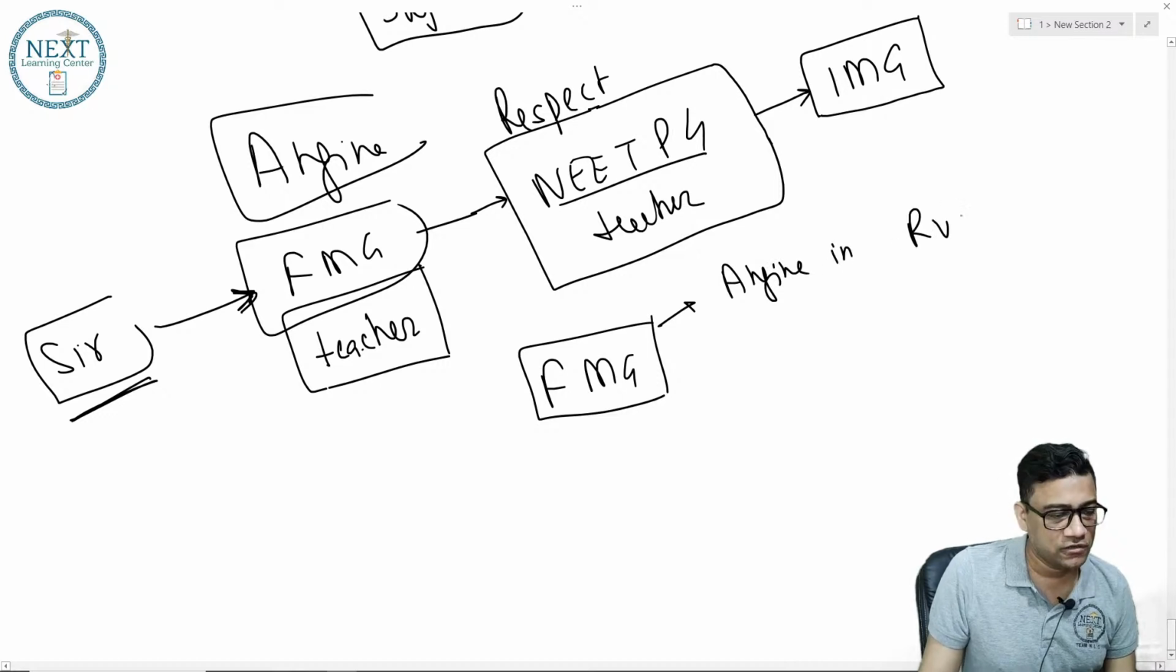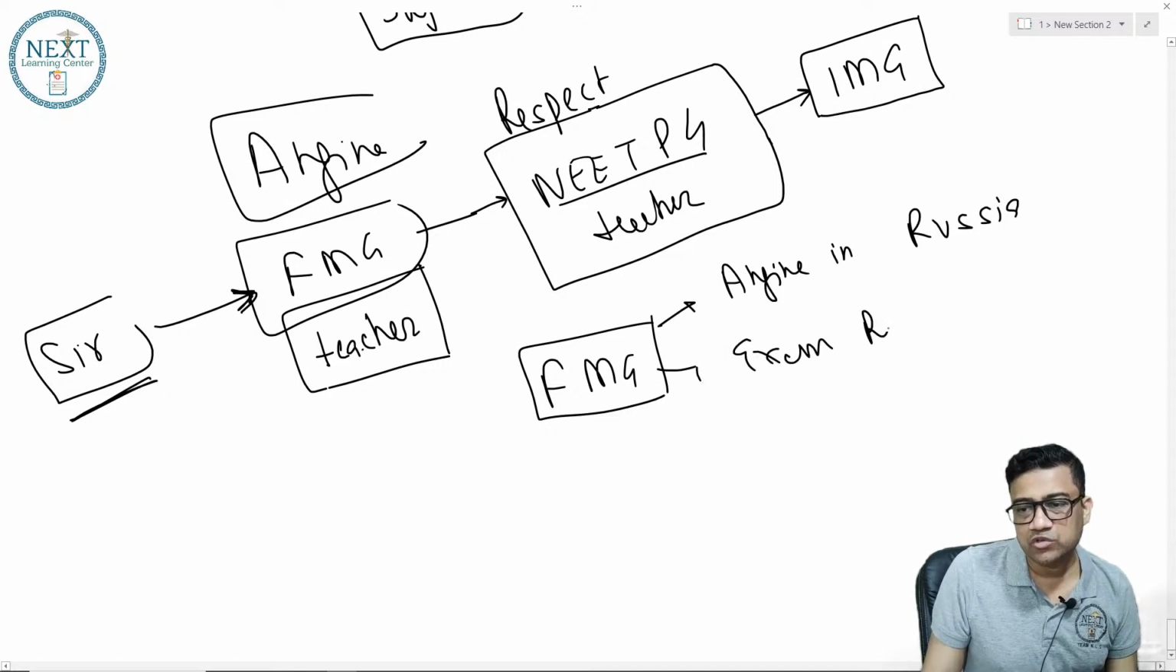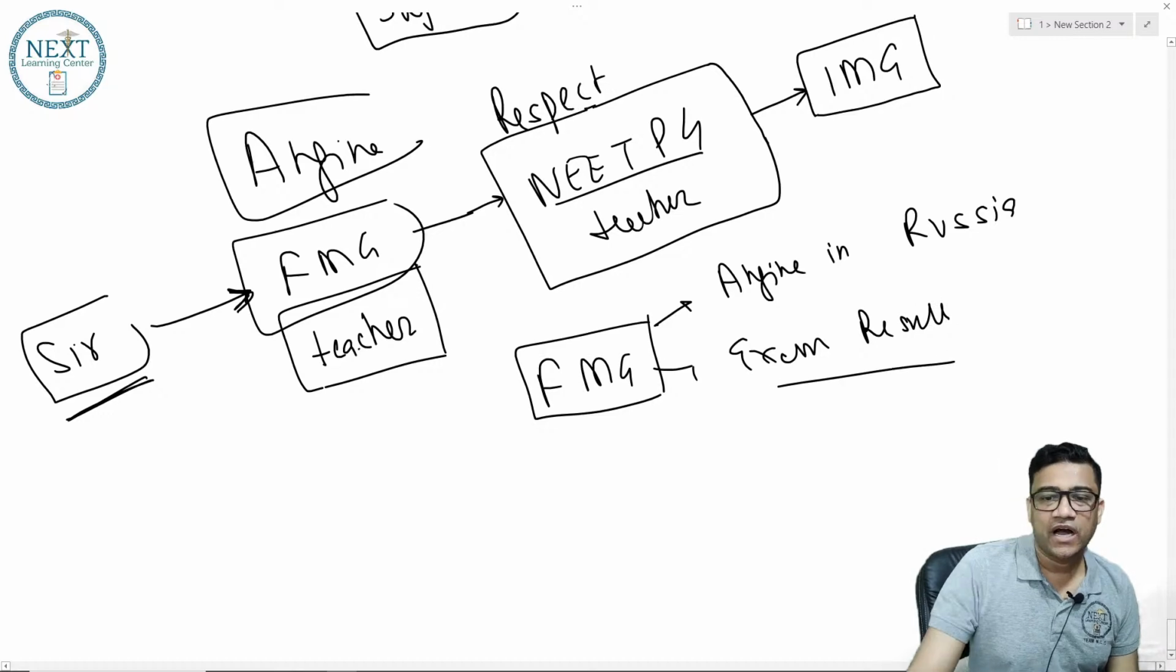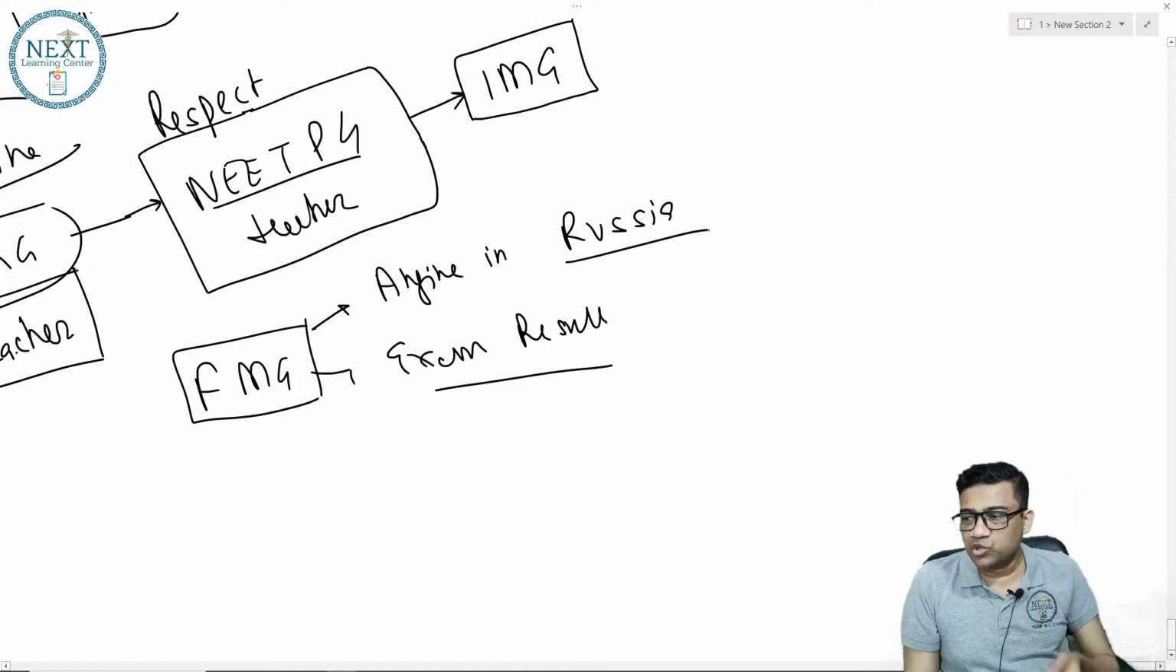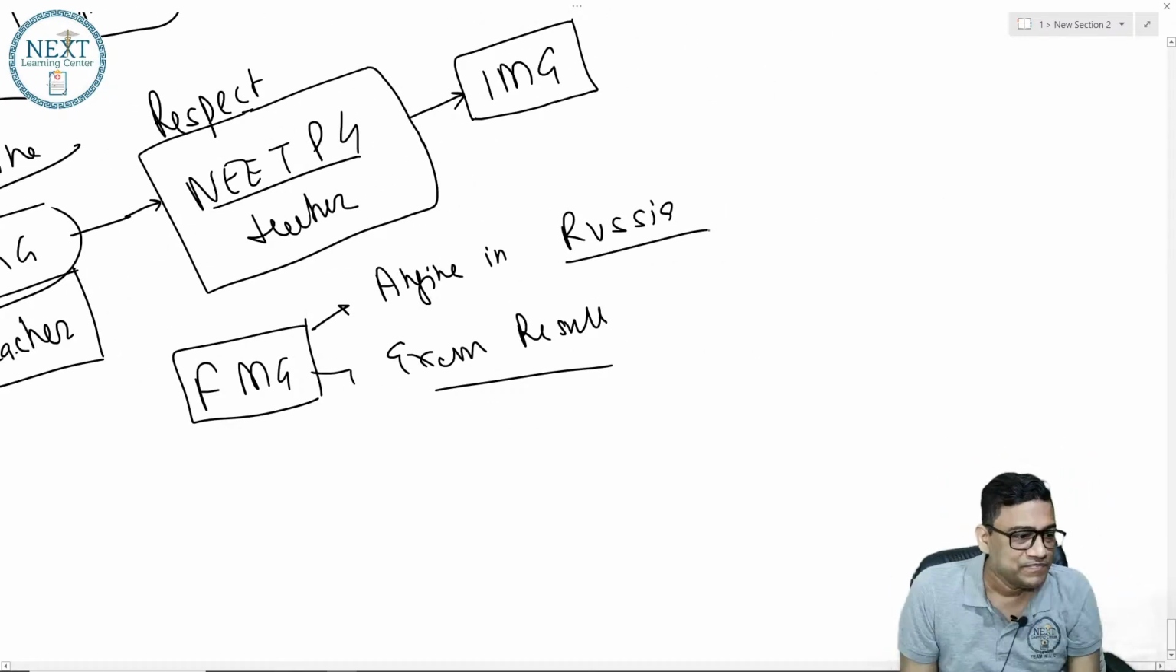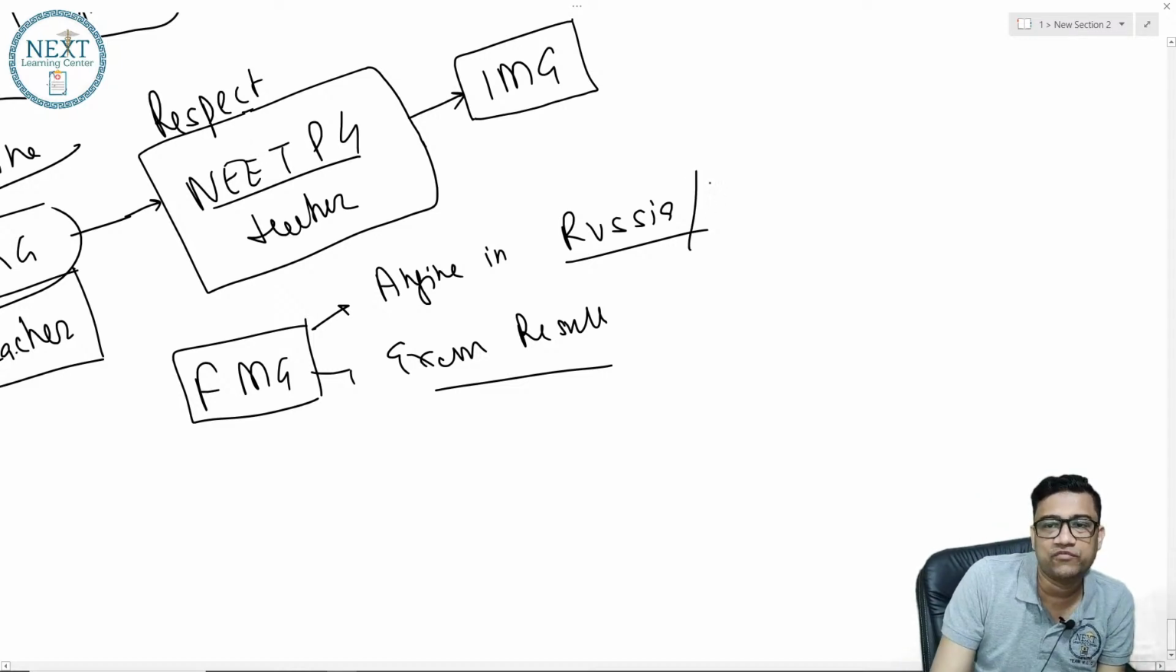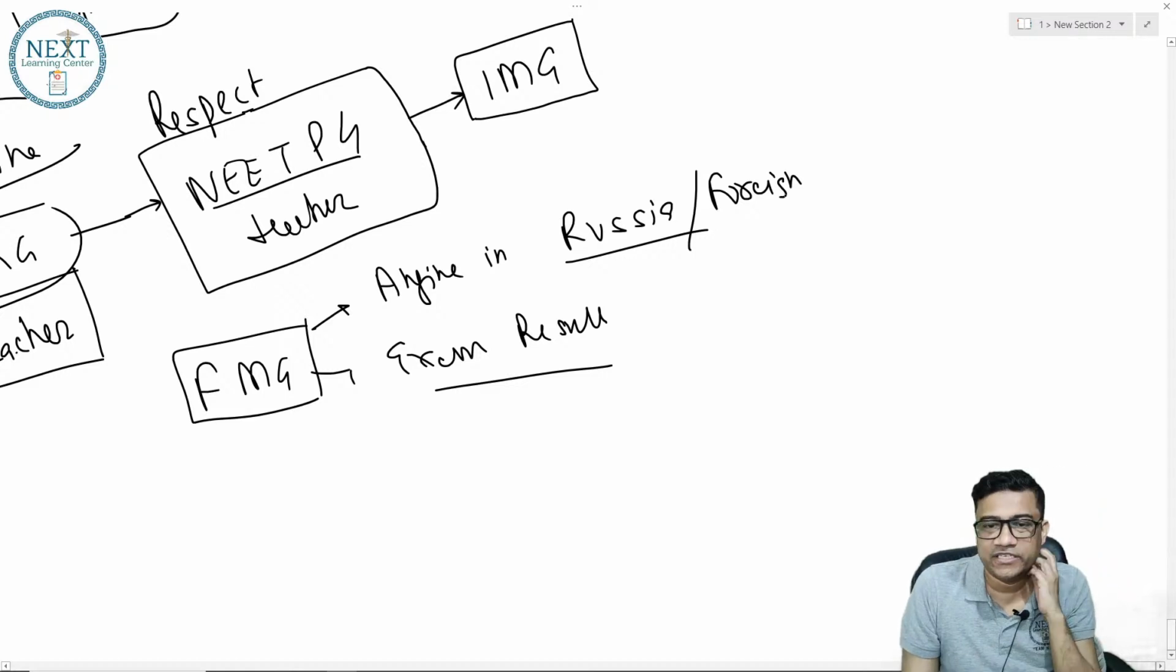In Russia, and in exam results. So what do you think will be the angina? If angina happens in Russia, which one will it be? Variant, classical, Russia, or whichever foreign. Which one will it be? Angina in Russia.